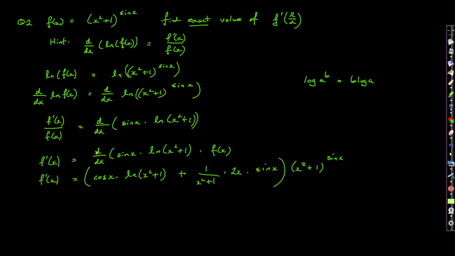Now, the question is, how much do we want to tidy this up? Not a heck of a lot, because remember, we're after what happens when we substitute pi over 2 in. So all I'm going to do in terms of tidying up inside this bracket is write this as a single fraction. So we get 2x sine x over x squared plus 1, and all of that is going to get multiplied by this here.